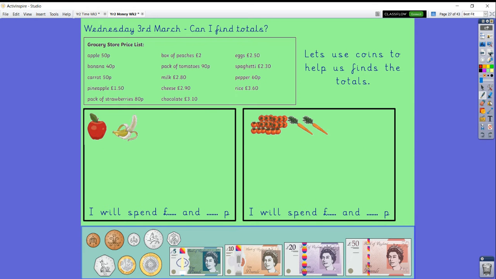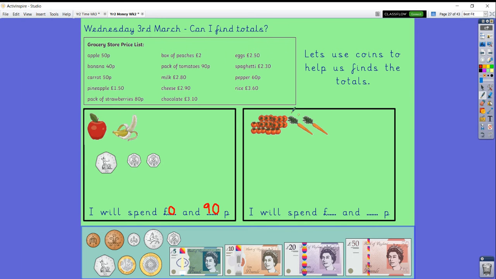So let's have a look. This time we're going to pick the coins from the bottom to find out how much I will spend. So I need an apple for this one. So I go up to the top. Okay, my apple is 50p. So let's get a 50p. And I'm going to add that to a banana. So a banana is 40p. So let's get my banana. So I've got 50p add 40p, so that is going to be 90p. So I have got no pounds, but I have spent 90p.